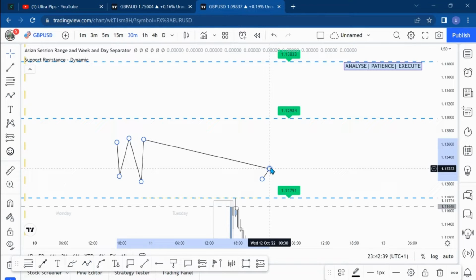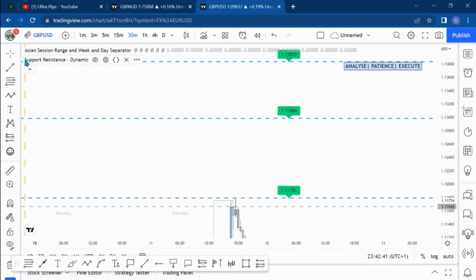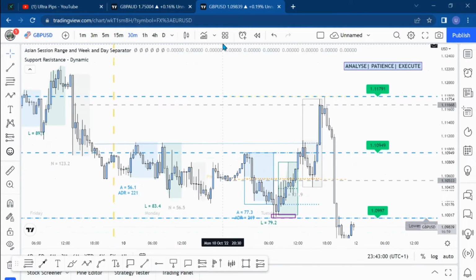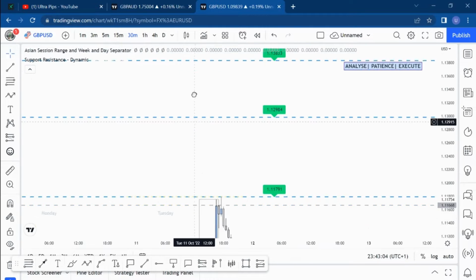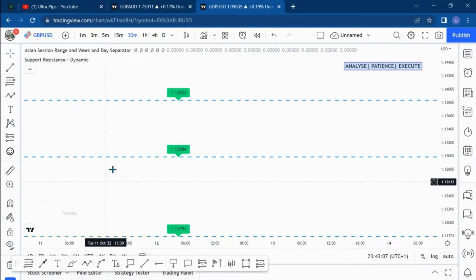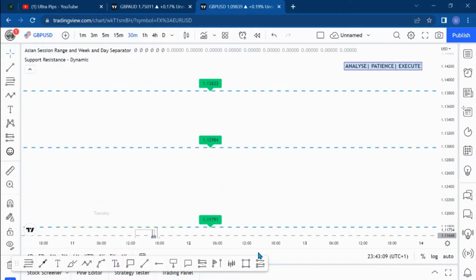Today I'll be talking about these two indicators: Asian session range and week and day separator, and support resistance dynamic. These two indicators are free on TradingView, and I've been using them to backtest this strategy, which I got to know about last 2 weeks. Today I decided to try it on a live account.